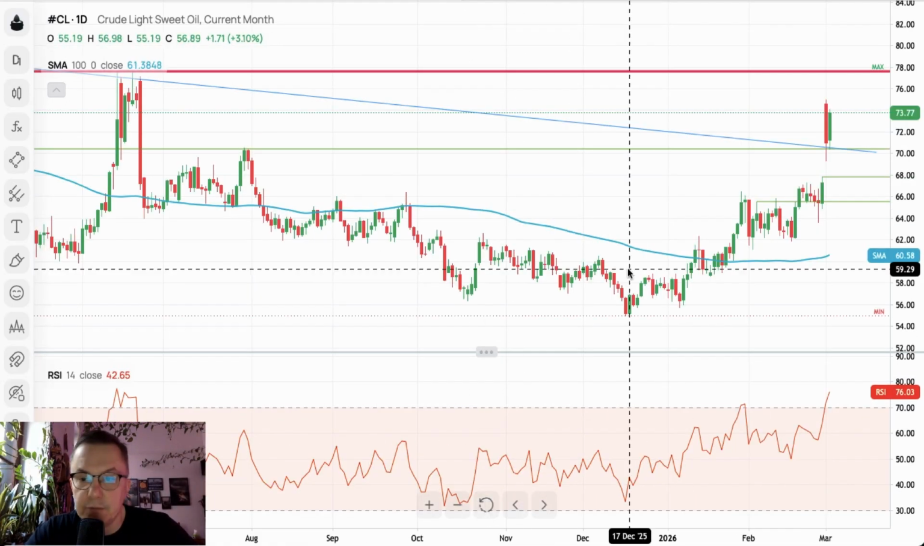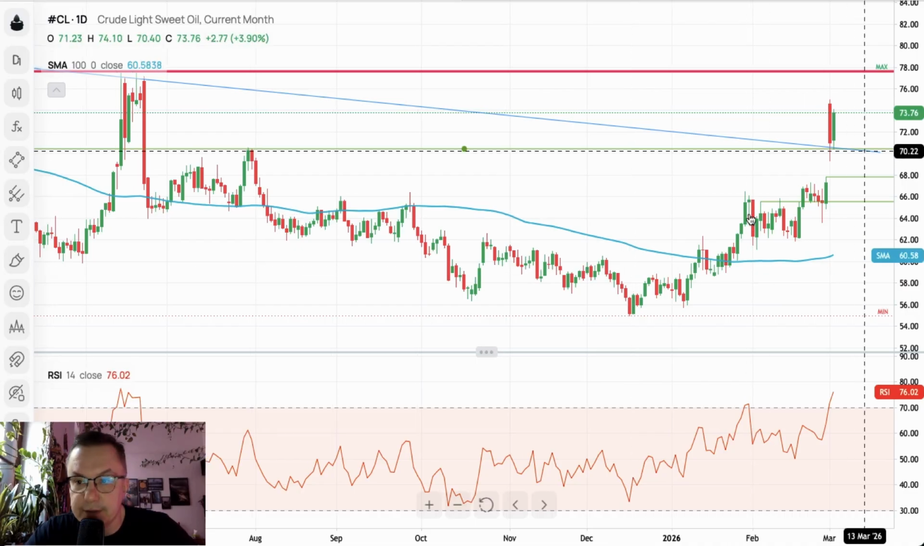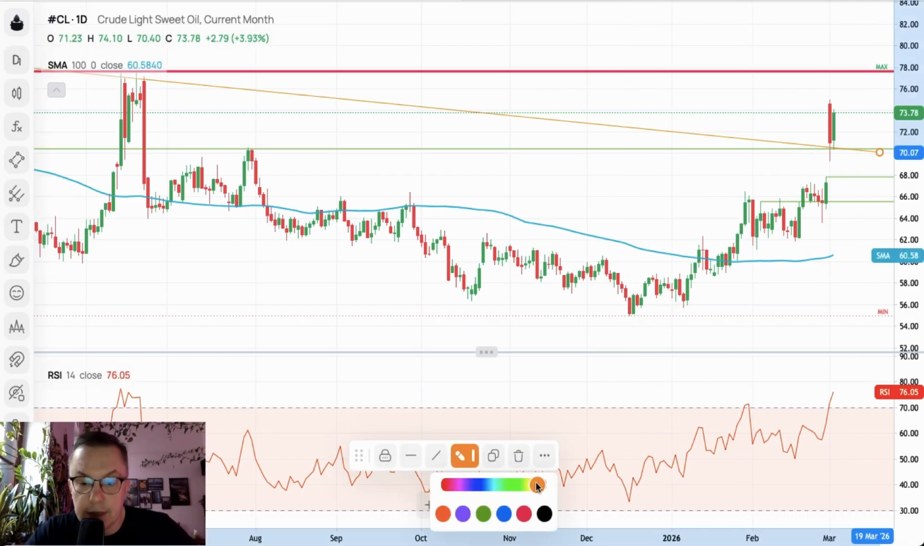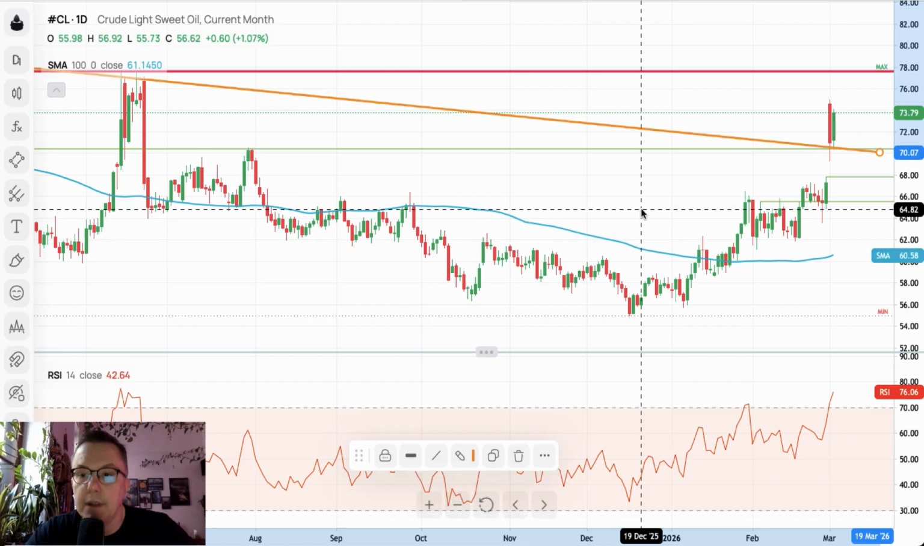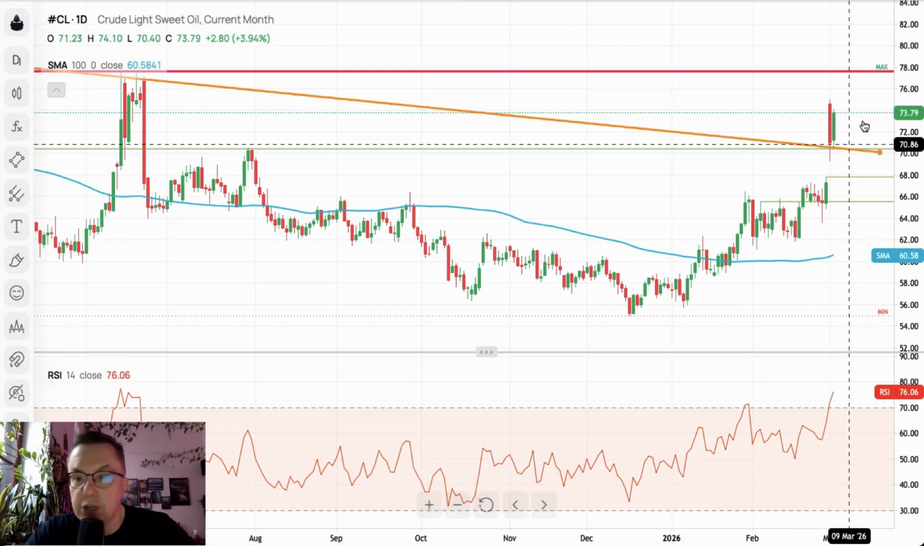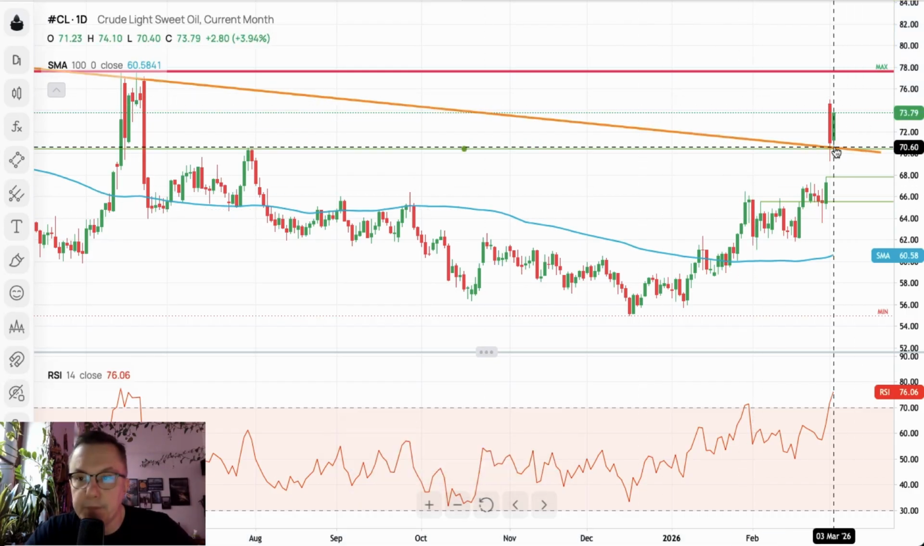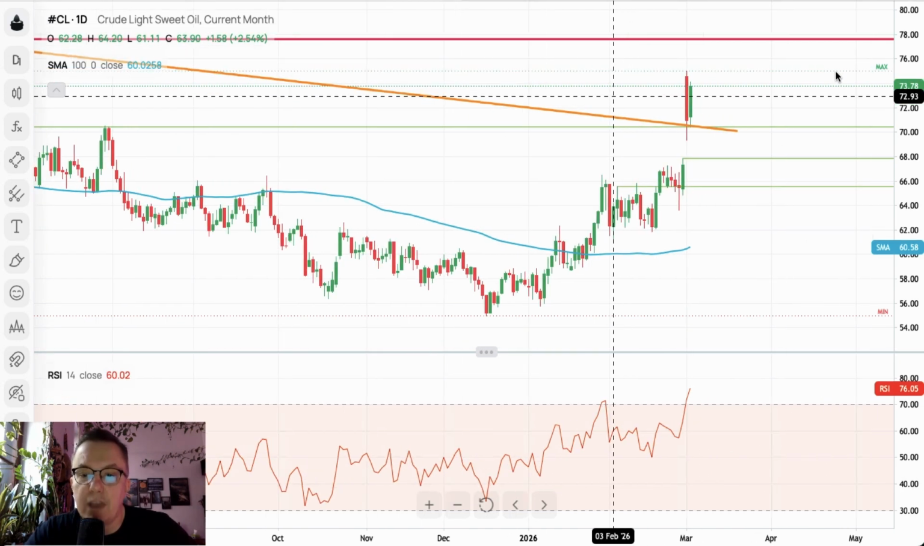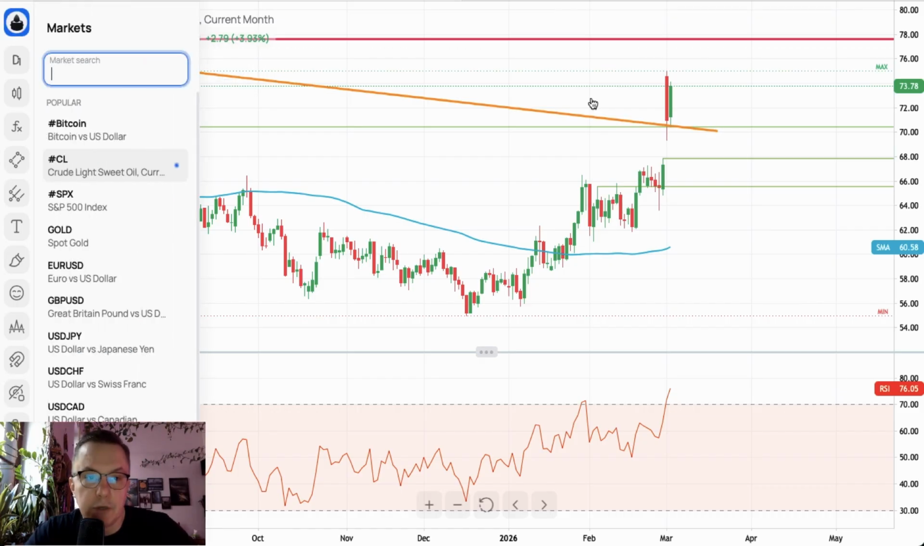So let me just go back to this situation here. We are above this trend line. This is huge. This is a very huge situation here. If the test was positive and we shall rally towards 77.46, the outlook remains very bullish for the crude oil.